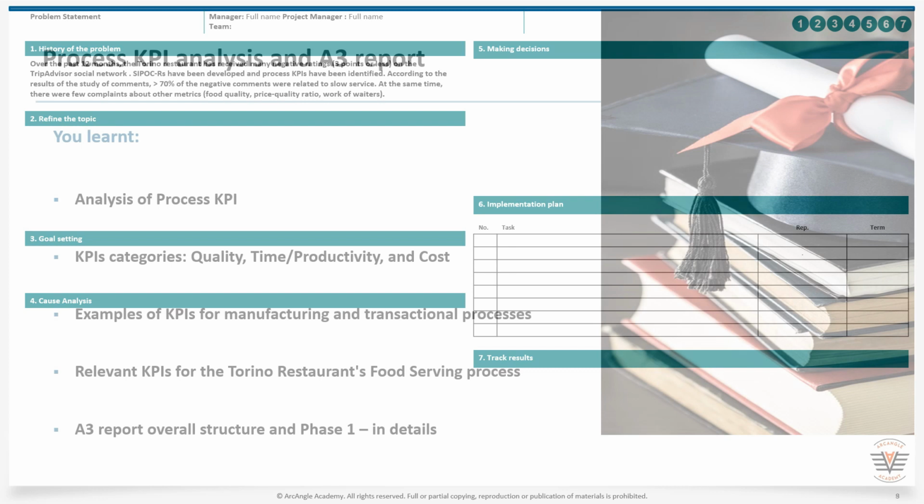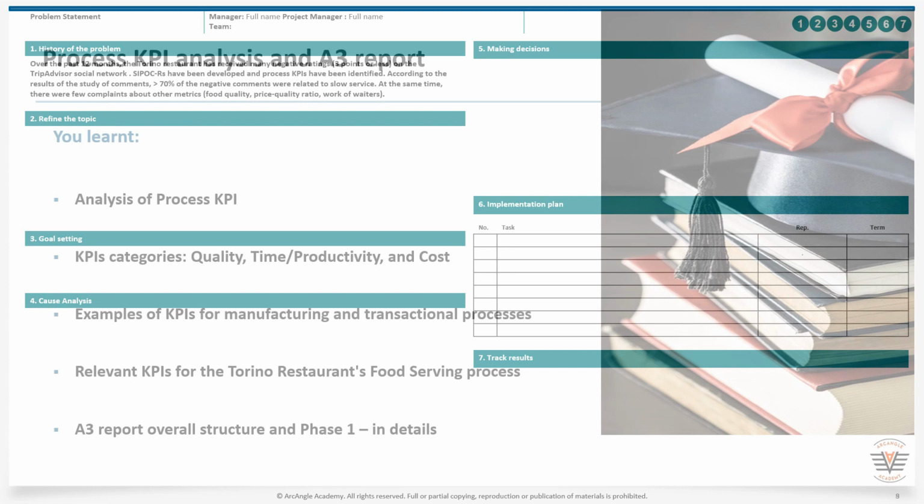As part of the analysis, the SIPOC-R has been developed to gain a comprehensive understanding of the food serving process. By mapping out the process steps and identifying the key stakeholders and their requirements, the Torino restaurant can align their efforts to meet customer expectations. Furthermore, process key performance indicators, KPIs, have been identified to measure the performance of the food serving process.